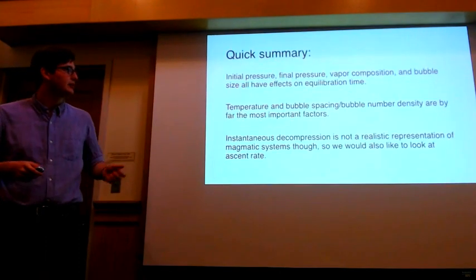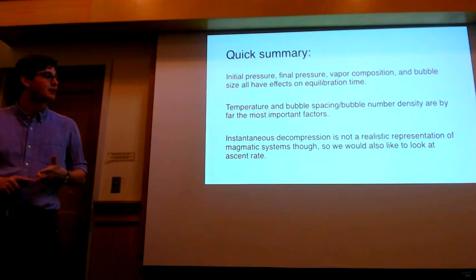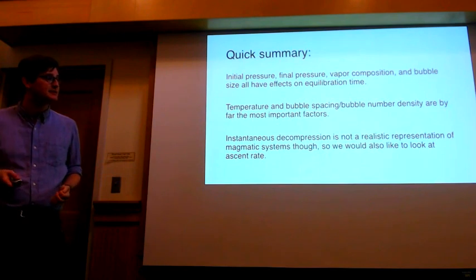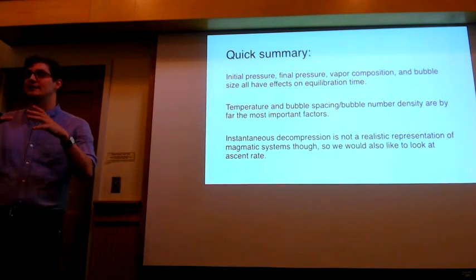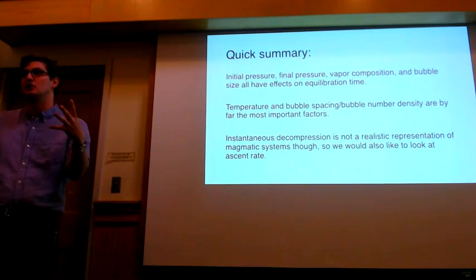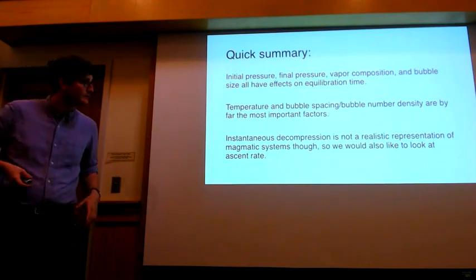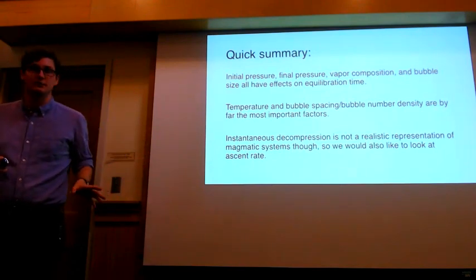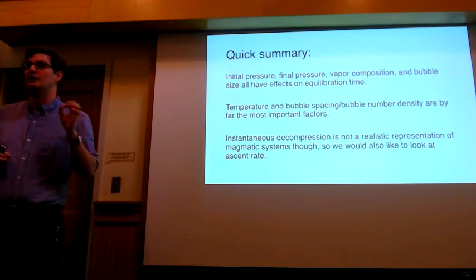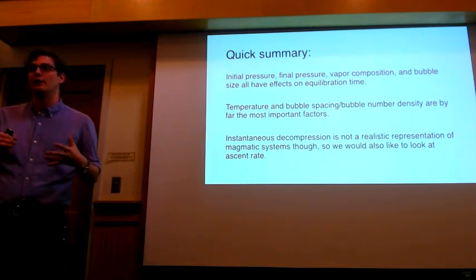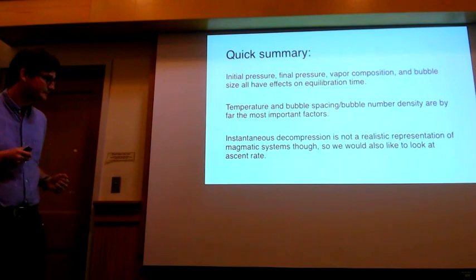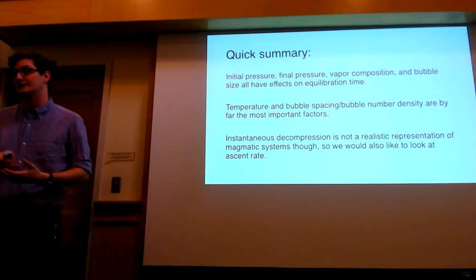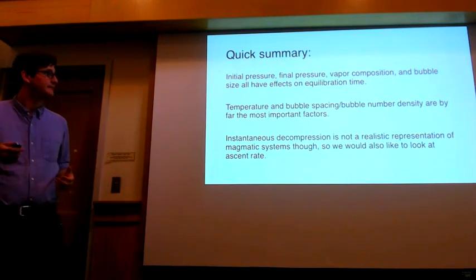So, quick summary. Initial pressure, final pressure, vapor composition, and bubble size all have effects on equilibration time. Temperature and bubble spacing, or bubble number density, which is the number of bubbles you have in some unit volume, are by far the most important factors. But these were all done with instantaneous decompression, because we really wanted to lock everything down and only vary one parameter to see how equilibration time responded to each parameter. And that's not a realistic representation of magmatic systems. So we also wanted to look at the ascent rate, or the decompression rate. Now, how would that change the model?